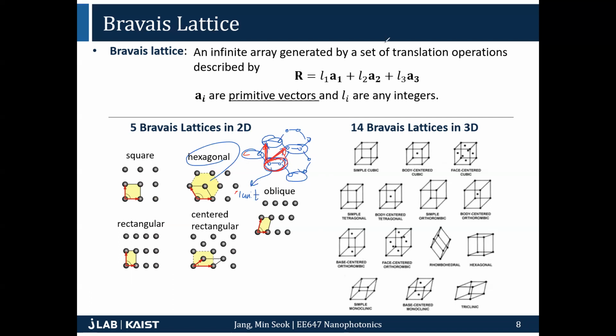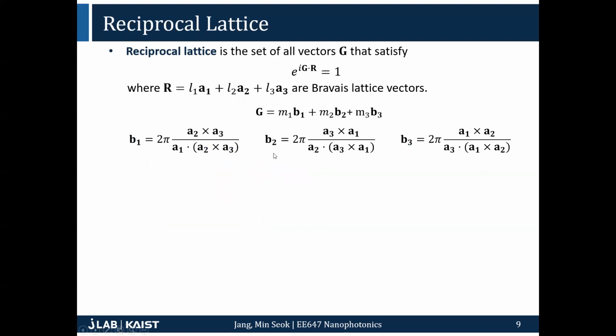And now we want to talk about its reciprocal space. So let's move on one slide. And this is the reciprocal space. The reciprocal lattice is defined in this way: the set of all vectors G that satisfy e to the i G·R equals 1, where R is a Bravais lattice vector.